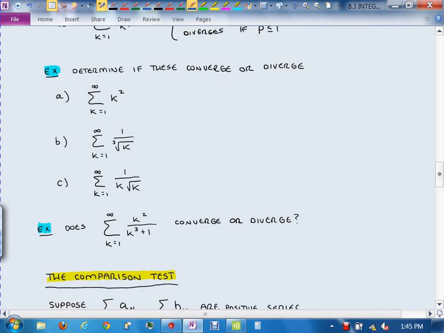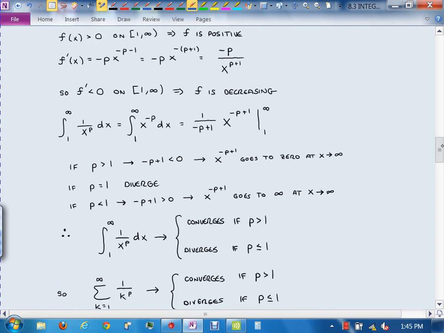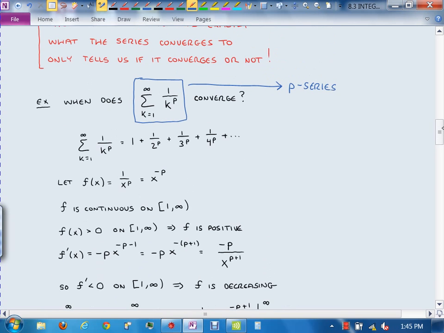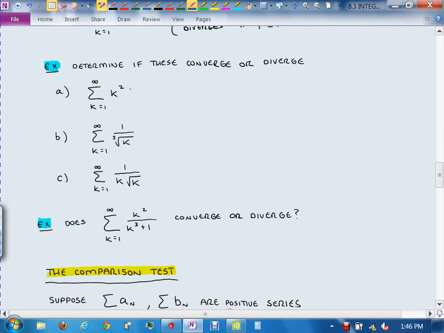Is that a P series? Look at what I just had up here, boxed off in black. A P series, that's what we're going to call them, is any time you have the sum from k equals 1 to infinity of 1 over k to the p. Do we have 1 over k to the p here for this first one? You have 1 over k to the negative 2. Yes, you do. That's what I was hoping you would see.